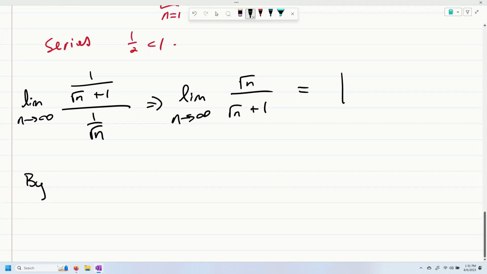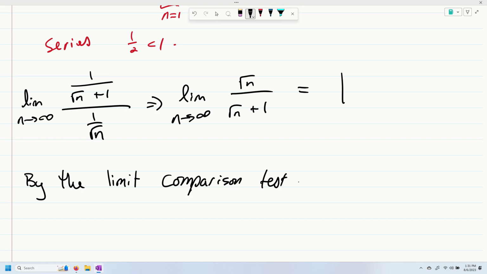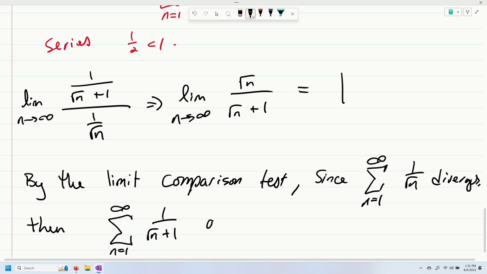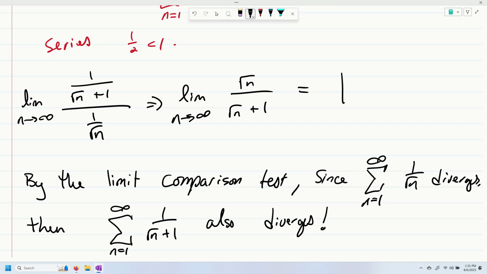So by the limit comparison test, since our series from 1 to infinity of 1 over the square root of n diverges, then our series 1 over the square root of n plus 1 also diverges. All right?